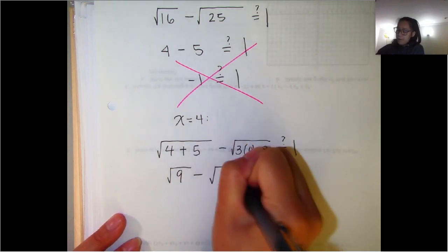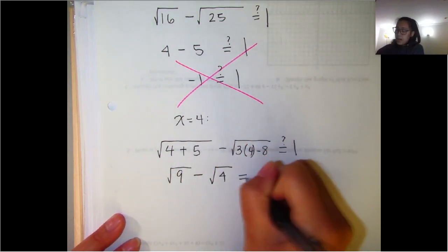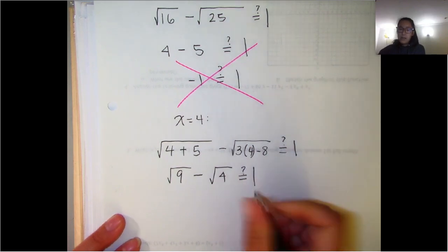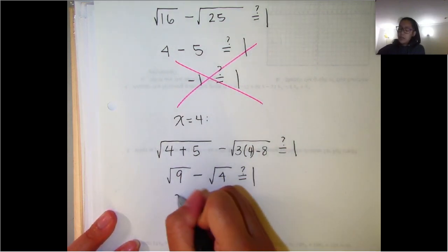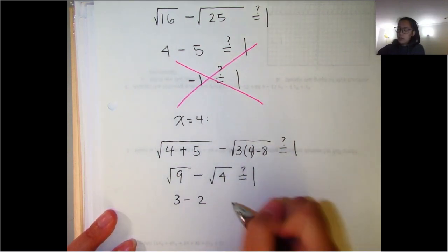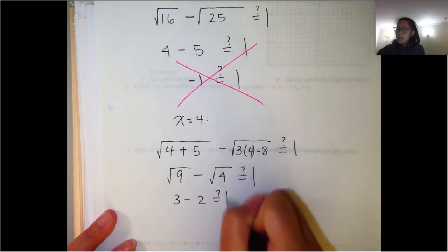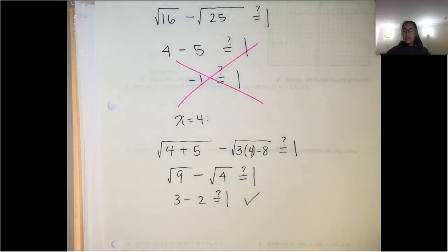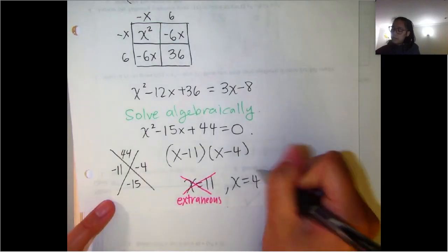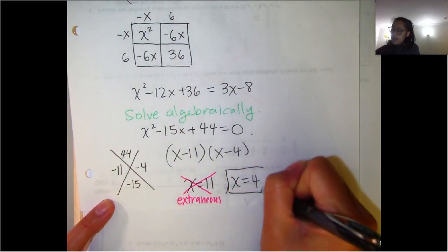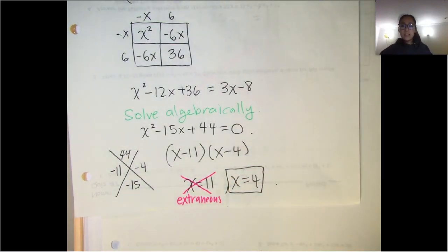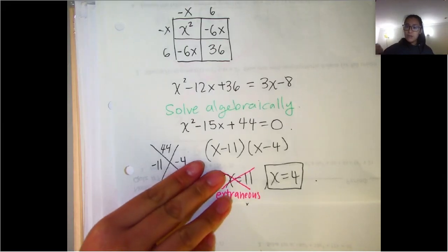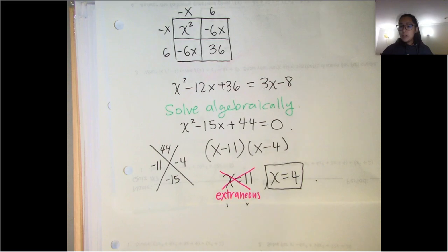So we have square root of 4. Does that equal 1? So square root of 9 is 3 minus the square root of 4, that's 2. Does that equal 1? Yes, it does. It sure does. So x equals 4 is our only solution. X equals 11 is our extraneous solution. And there you have it. That's how you solve for an equation with 2 radicals in it. Happy day.